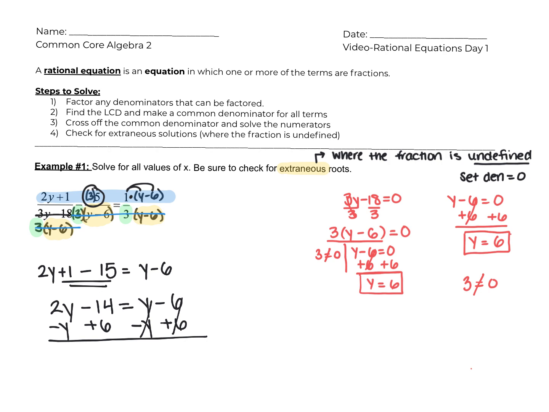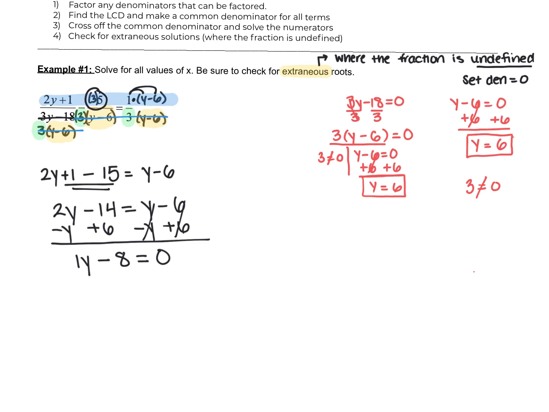So 2y minus y is 1y. Negative 14 plus 6 is negative 8, equals 0. And the only thing that I can factor out here is really just a 1. So I'm left with y minus 8. And if I do a t-chart, 1 equals 0, I get to reject. That doesn't make any sense.